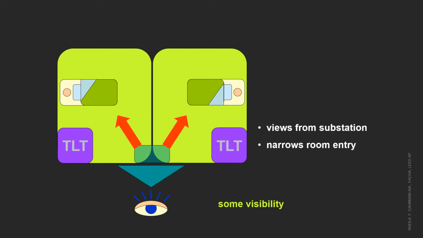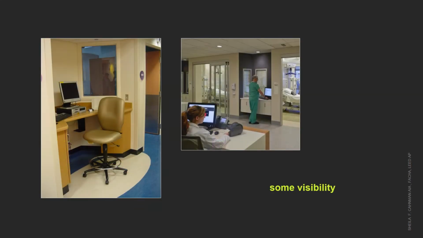One concept, especially you'll see in higher acuity areas, is looking at substations for nurses so they can sit and view patients, but you can see that this also can narrow the room entry. Here are some examples of that in a med-surg and a critical care setting.